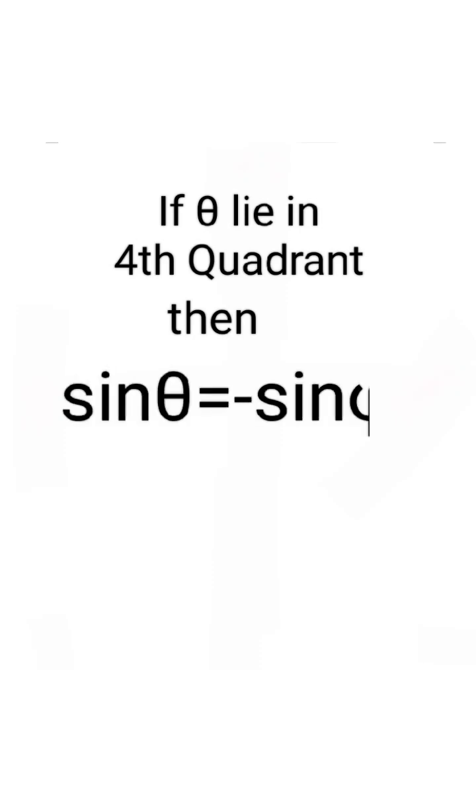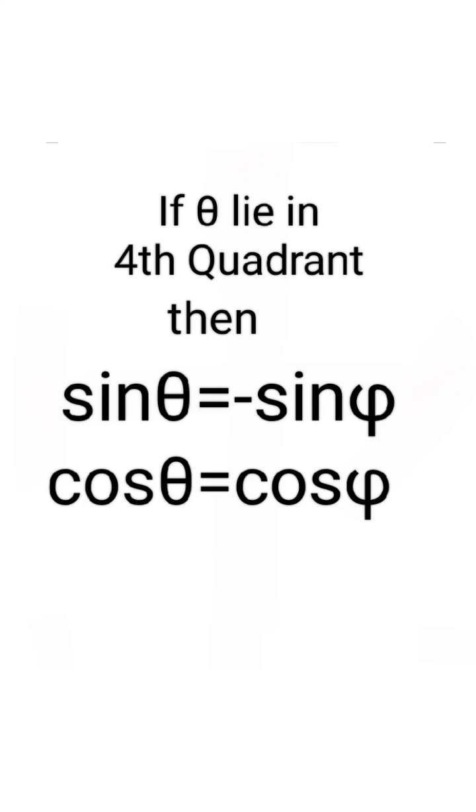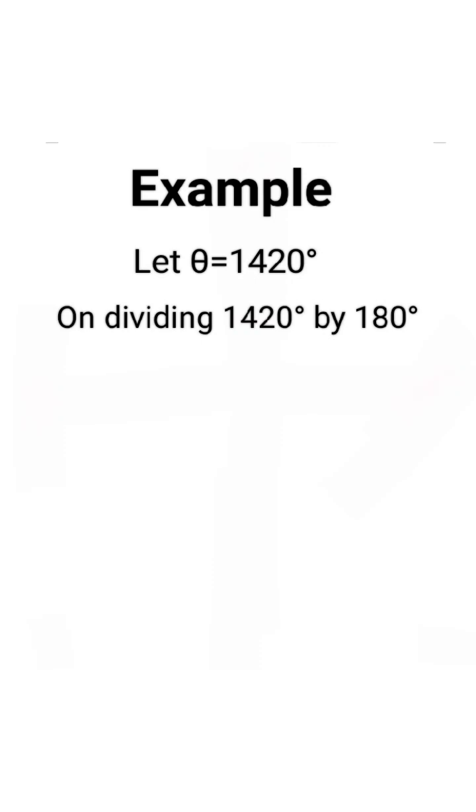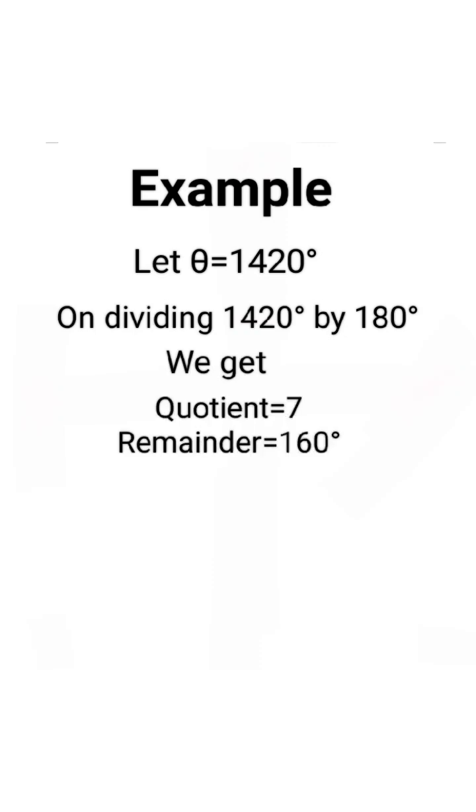Again, if theta lies in the fourth quadrant, then sin theta equals minus sin phi, cos theta equals cos phi, and tan theta equals minus tan phi. For an example, let us take theta equal 1420 degree. On dividing 1420 degree by 180 degree, we get quotient equals 7 and remainder equals 160 degree.